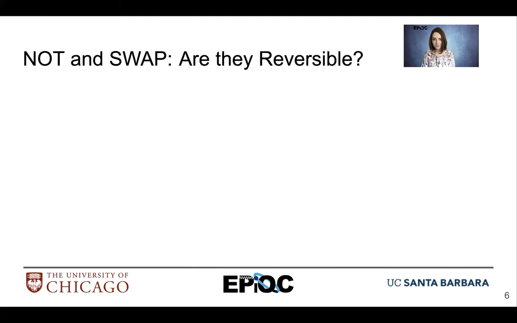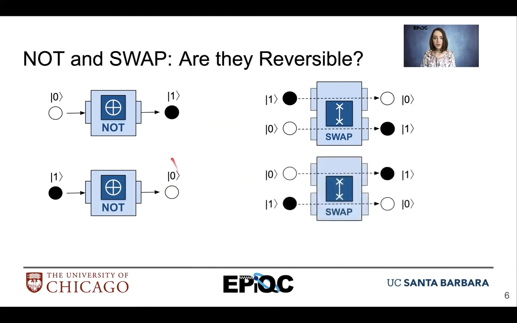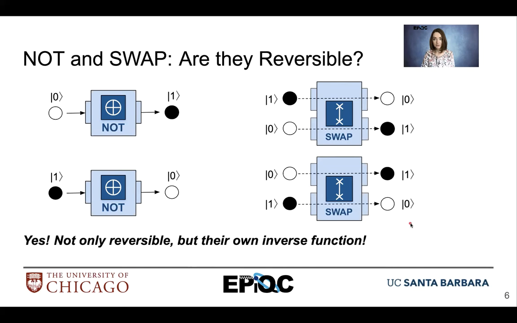We'll start with NOT and swap operations. So here we have a ket 0 being transformed by a NOT operation to get a ket 1, and then a ket 1 0 being transformed by a swap operation to get a ket 0 ket 1. If we take that output and send it back through the gate, we see that in both of these examples, we recover our original input. So we end up getting our original input of ket 0 and our original input of ket 1 0. We see that these functions are not only reversible, but they are their own inverse function.